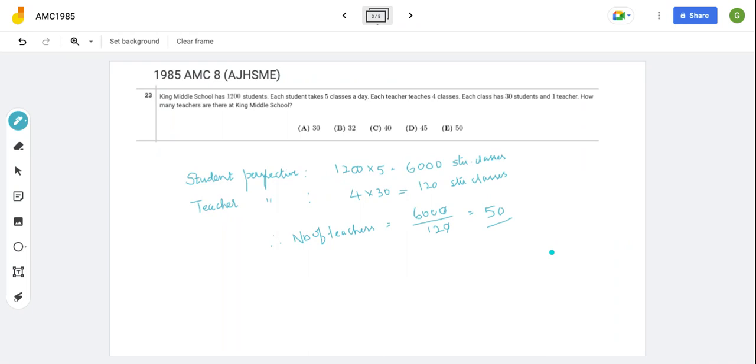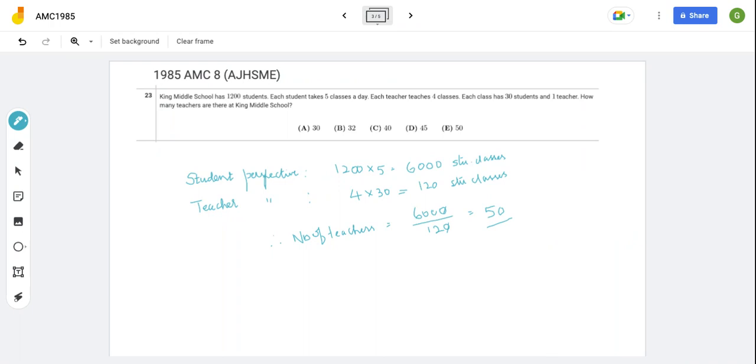King Middle School has 1200 students. Each student takes 5 classes a day. Each teacher teaches 4 classes. Each class has 30 students and 1 teacher. How many teachers are there in King Middle School? You have to be very careful about avoiding double counting in such problems.